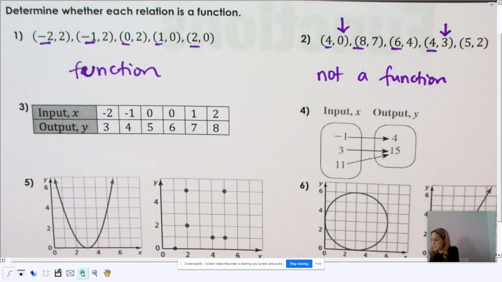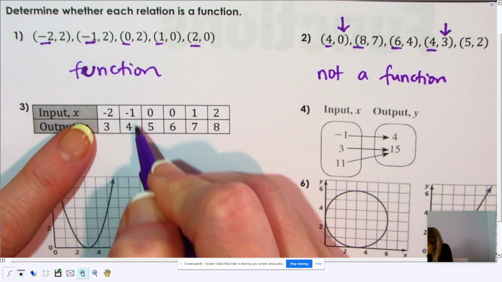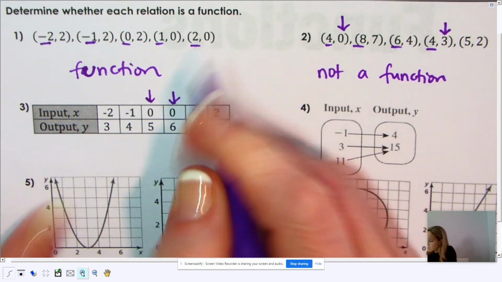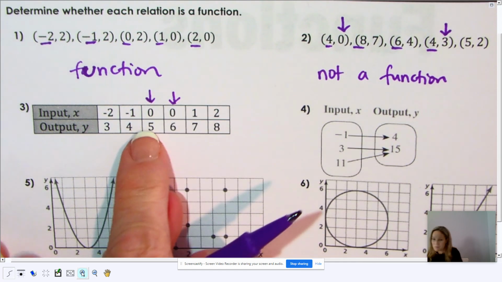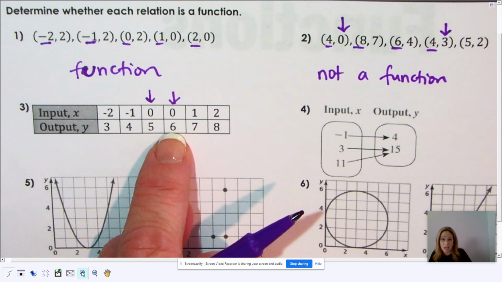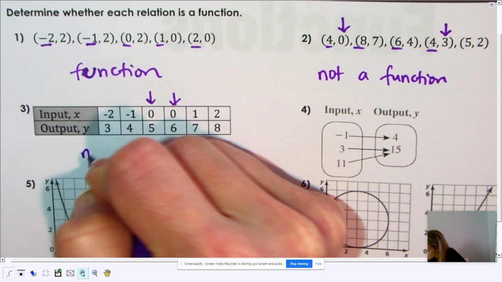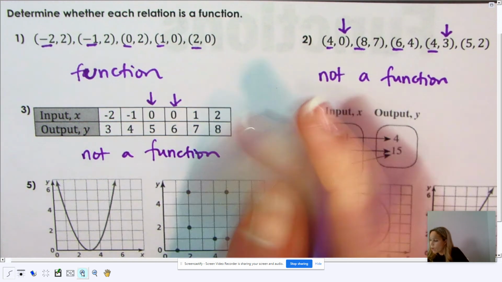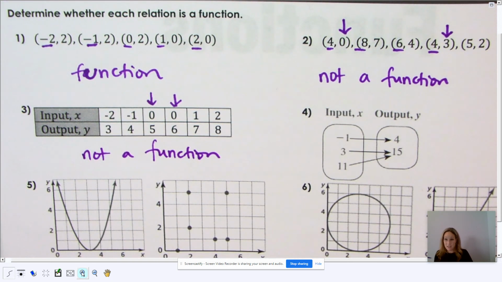Okay, question number 3. I plug in a -2, -1. All of the numbers are the same except for these 2 zeros. And the first time I plug in 0, it gives me a 5. The second time I plug in 0, it gives me a 6. So anytime I plug in the same input and get 2 different outputs, that is not a function. Okay, the output can be repeated, but the input cannot be. If it is repeated, it has to have the same output.